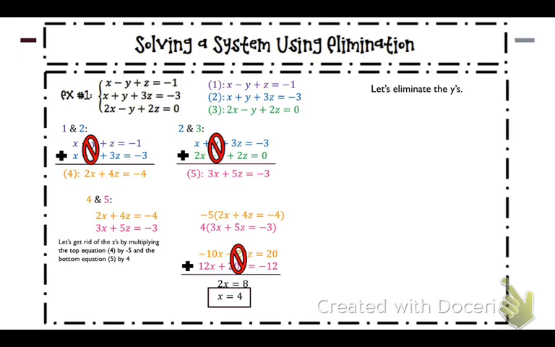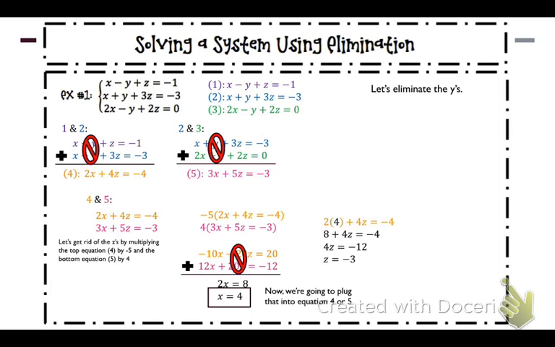It doesn't matter which one, just 4 or 5. And I am going to pick 4. So I have 2 times 4 plus 4z equals -4. 2 times 4 is 8, plus 4z equals -4. Subtract that 8 over, you get 4z equals -12. Divide by 4, you get z equals -3.